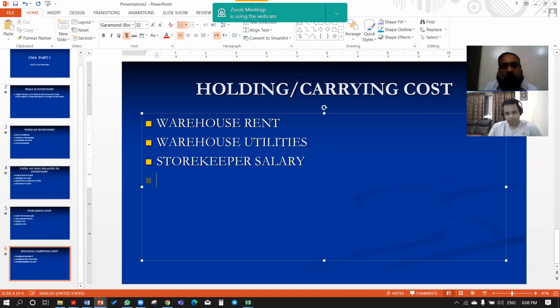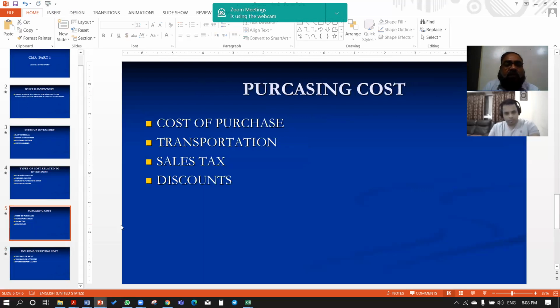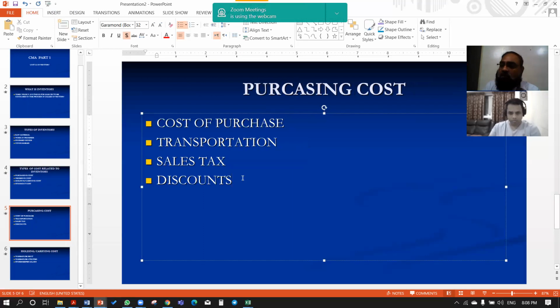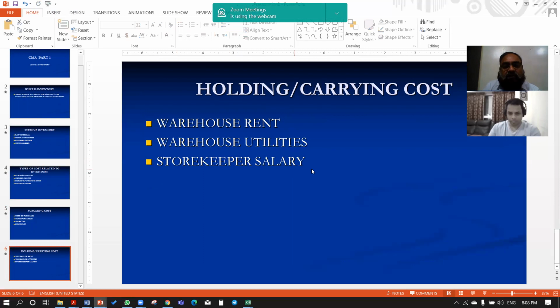Can we consider the interest we are paying to the bank on this particular inventory? If you want to say interest, you can include it in purchasing cost. It is a borrowing cost, but better not to write it here. Anyway, we discussed storekeeper salary, warehousing, etc.